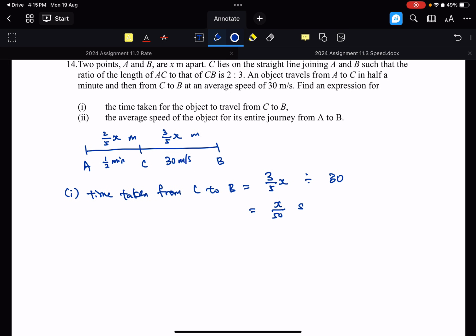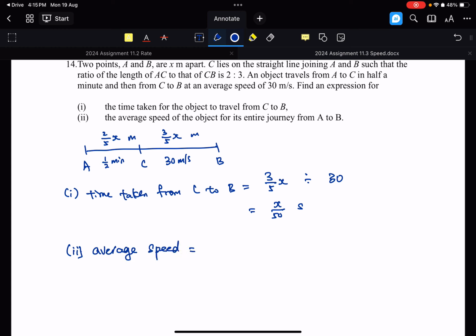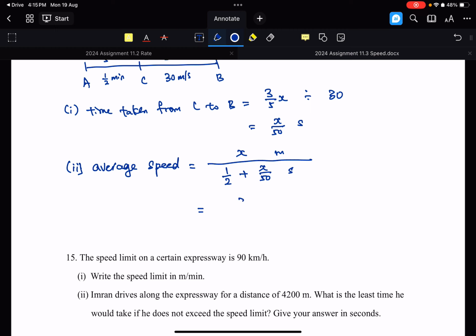Okay, part 2, the average speed of the object for the entire journey. So average speed, we need the total distance divided by total time. Therefore, the average speed is going to be x meters over total time. What do we have here? We have half plus x over 50, right? This will be seconds. Okay, so this will be x divided by half. Now half is actually 25 over 50. Sorry, not 25. 25 over 50. So 25 plus x over 50, right? Which simplifies to 50x over x plus 25.